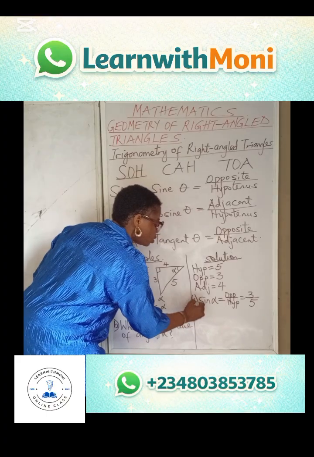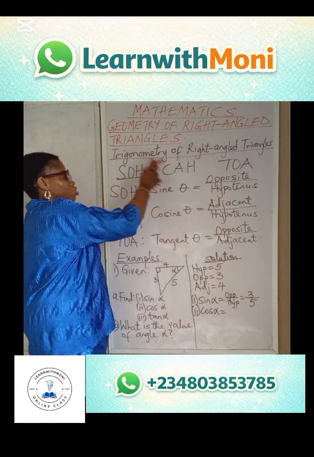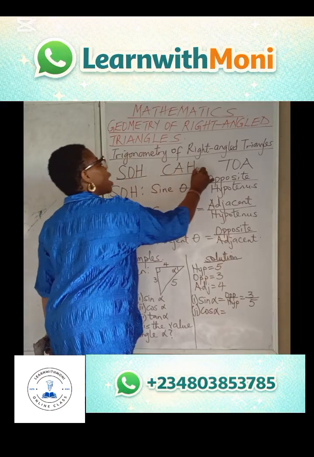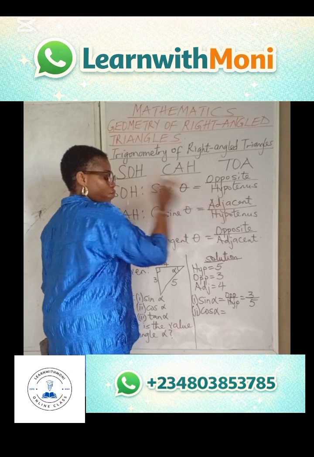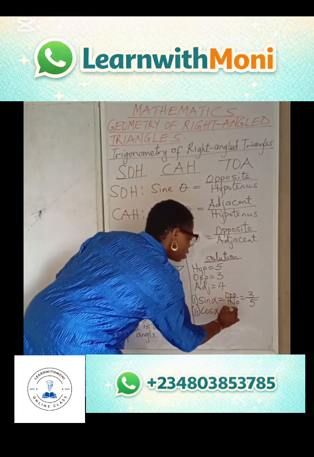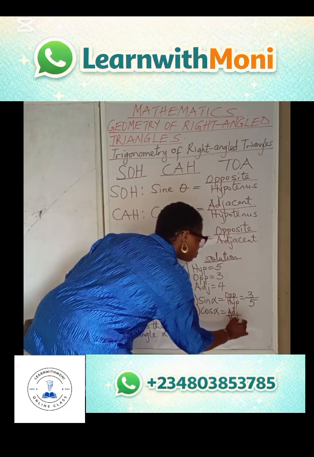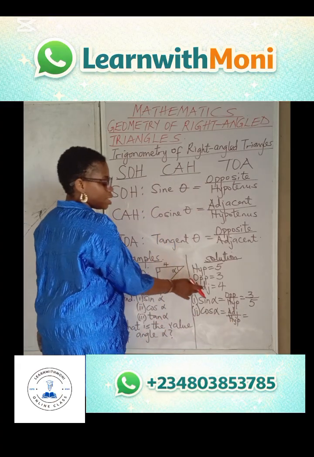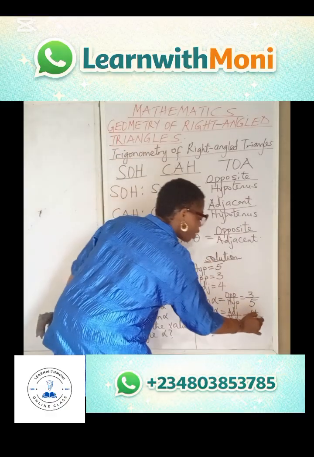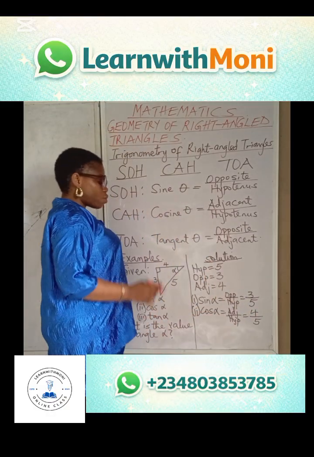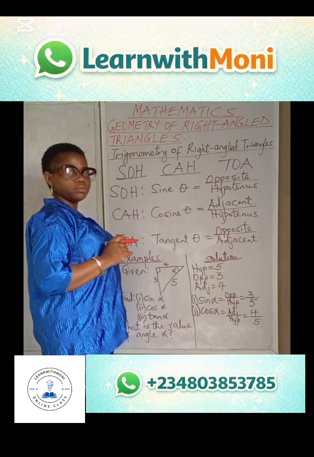The second question is asking you to find cos alpha. From the trigonometric ratio, CAH, cos alpha is adjacent over hypotenuse. Adjacent over hypotenuse. The adjacent here is 4 and the hypotenuse is 5. That means cos alpha equals to 4 over 5.